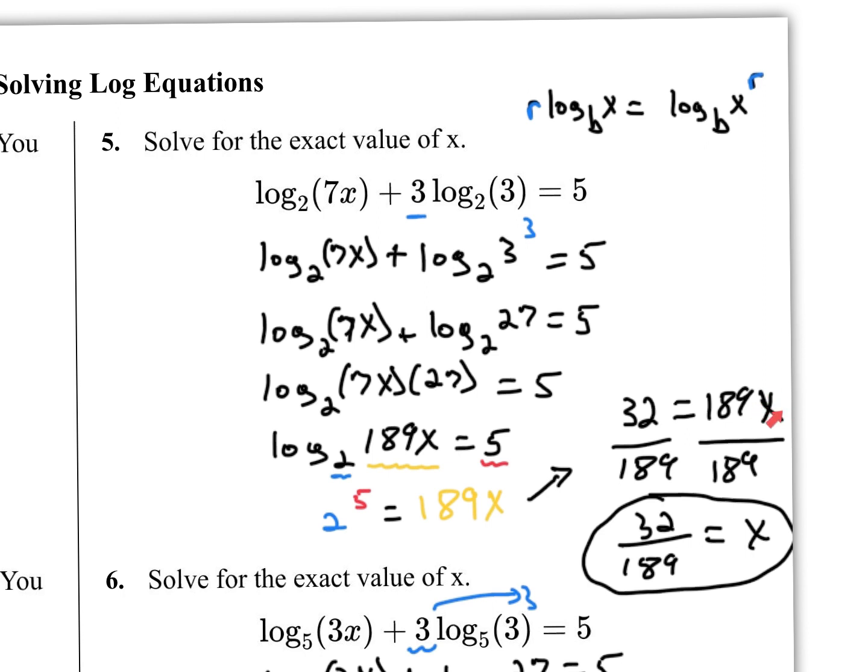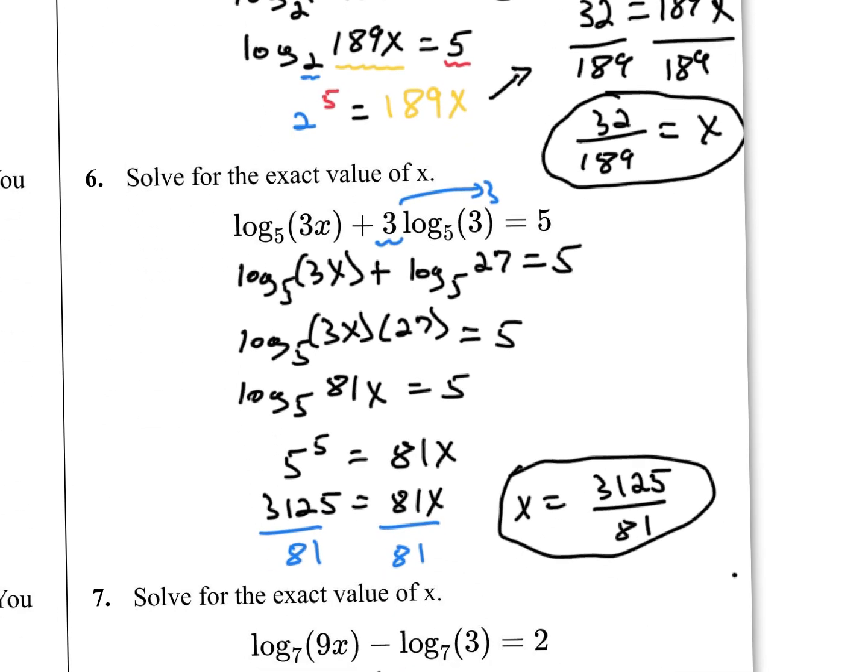Well, if I'm solving for x and it's being multiplied by 189, I use the inverse, which is to divide both sides by 189. So x is going to equal 32 divided by 189. And that's already simplified, so that's actually your answer. Okay, let's move on to number 6.